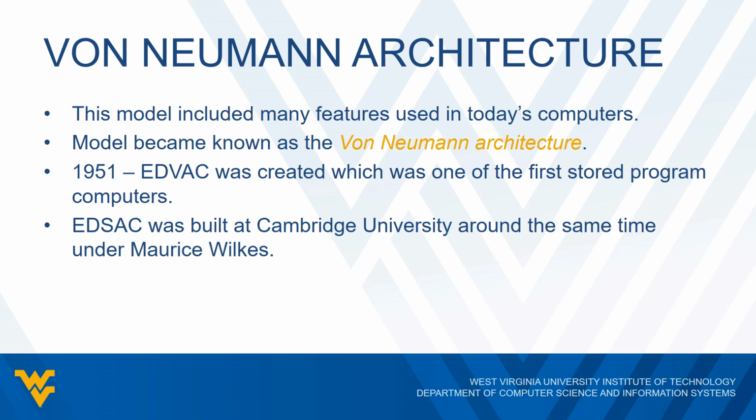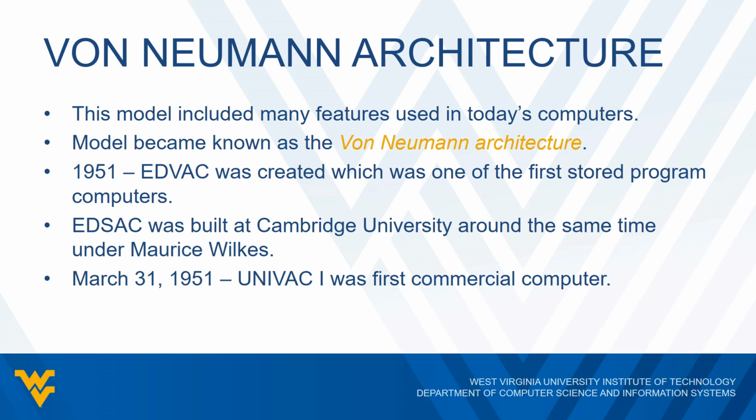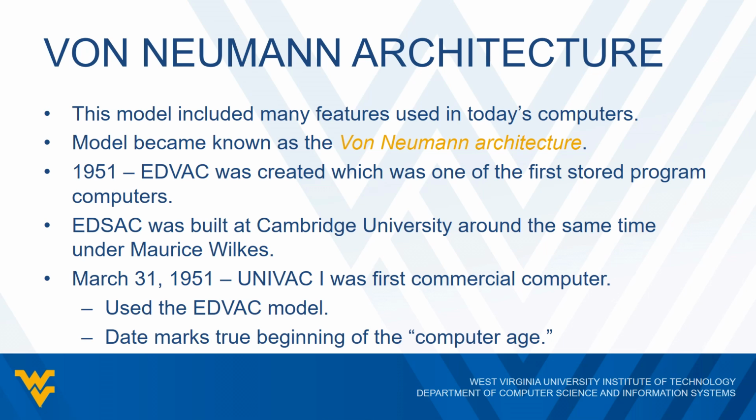Now, these machines were much slower and bulkier and less powerful than our current machines, but the way that they executed programs is very similar to the way our computers are being run now. The first commercial model of the ISYS, which was called the UNIVAC 1, was developed and sold on March 31st, 1951. This was the first commercial computer. And what's important about this particular date is that it marked the true beginning of what we call the computer age.